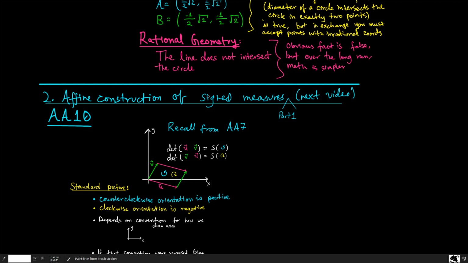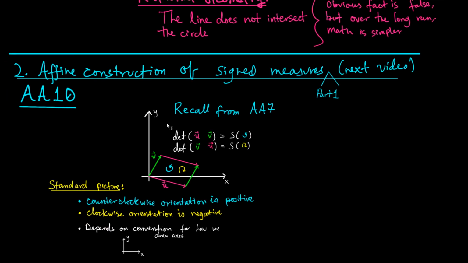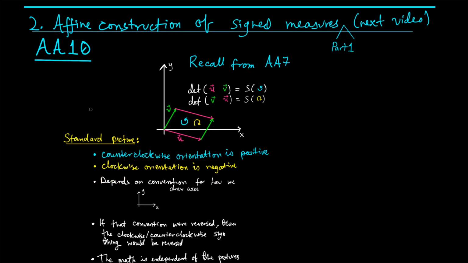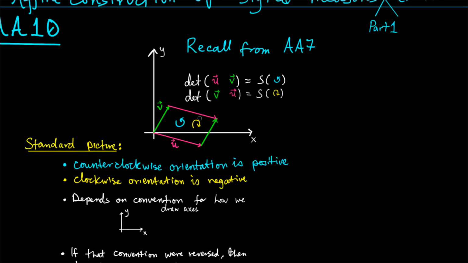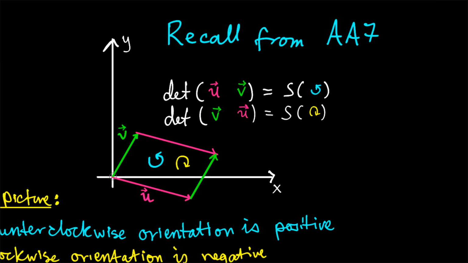this we're talking about what sounds like a lot of jargon, but I promise this will make sense. Affine construction of signed measures, and this is Abstract Algebra 10. So recall from Abstract Algebra 7 this pattern that if you have a vector u and a vector v, then the determinant of uv, what I mean is if you pretend u is a column vector and v is a column vector, and you make the matrix of the two column vectors next to each other. So this is a determinant of a square matrix.